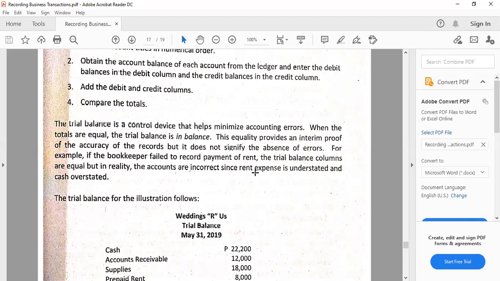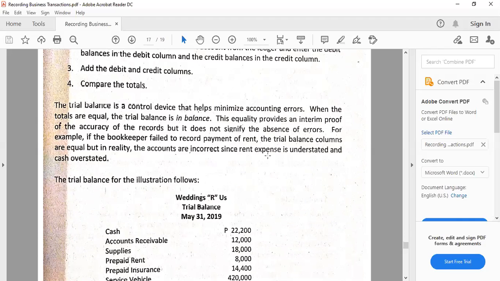However, we will realize, for example, for this one, failure to record payment of rent, we will know that the rent expense is understated. It depends though, if the payment of rent is really for that month, so this is an expense immediately. Although it's not stated here like it's a prepayment, so we'll just assume this is an expense. So rent expense is understated. Understated is an error, by the way.